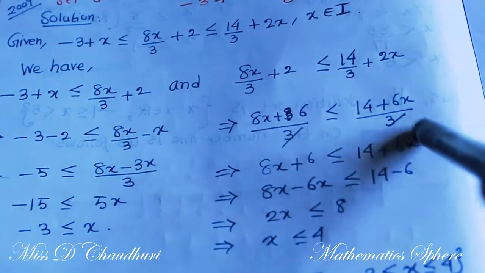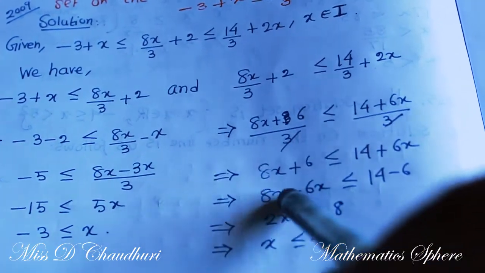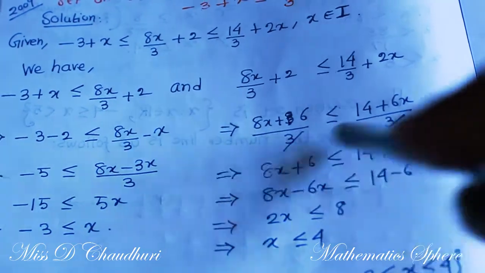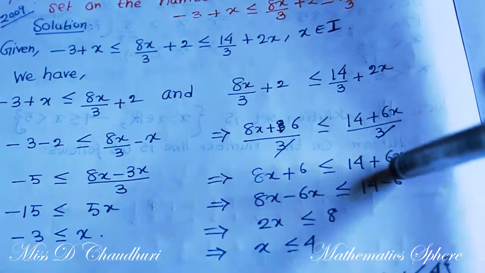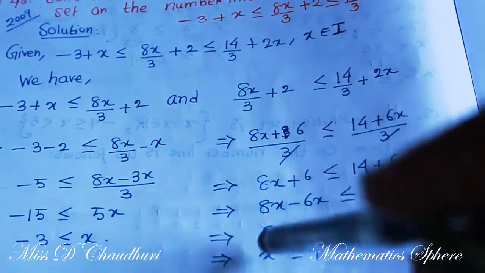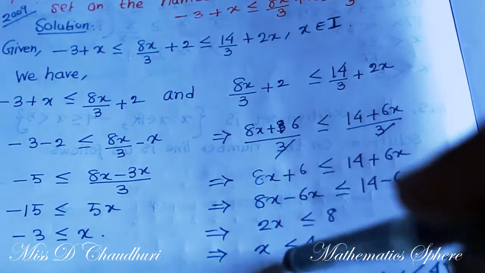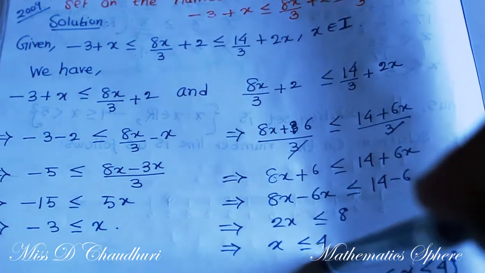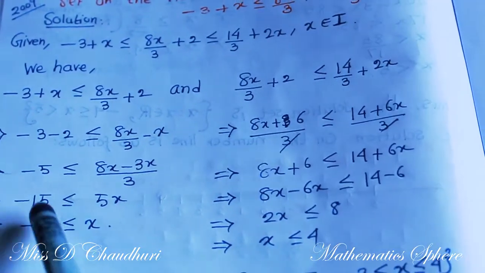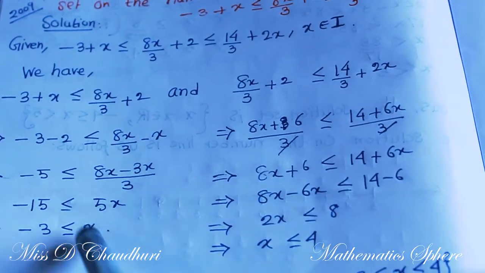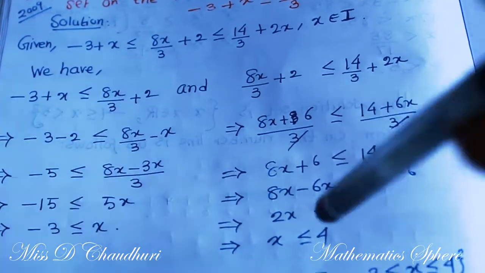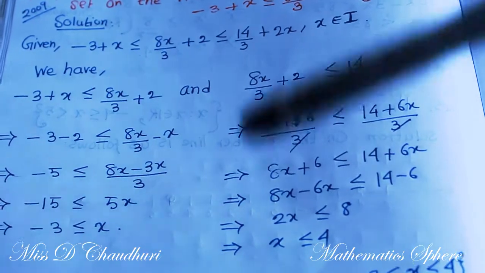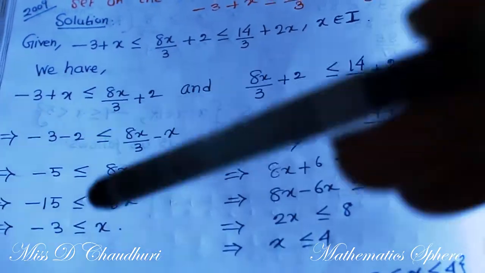Now you shift this 6x to this side, so this becomes 8x minus 6x less than or equal to 14 minus 6. 6 was added, so this will come here to become subtracted. So 2x less than or equal to 8, ultimately you divide by 2, you are going to get x less than or equal to 4. So we are getting that x is greater than or equal to -3, means x can be equal to -3 and more than that, and on the right side we are getting that x can be equal to 4 and it can be less than that.